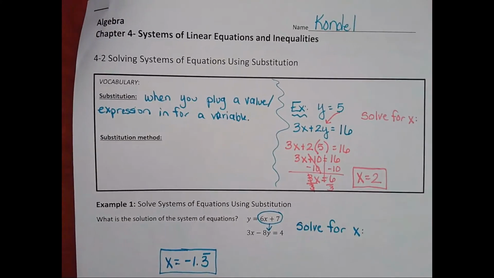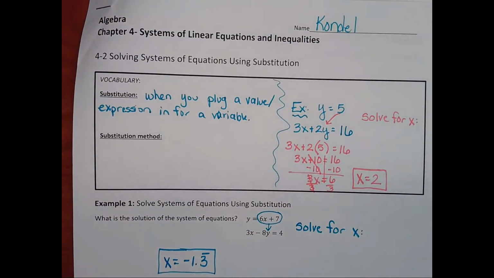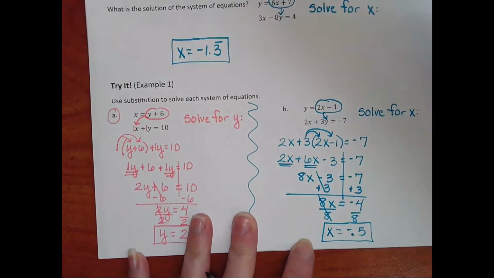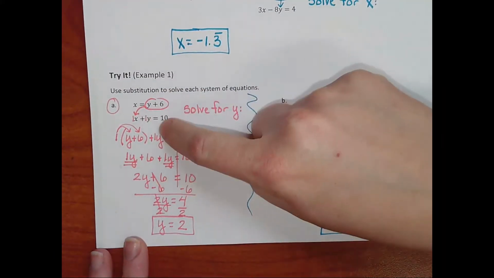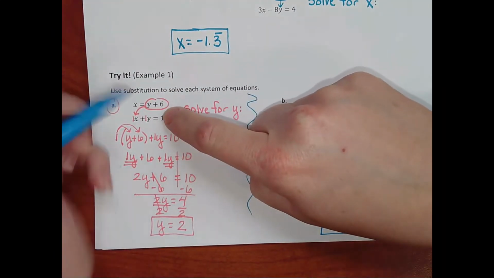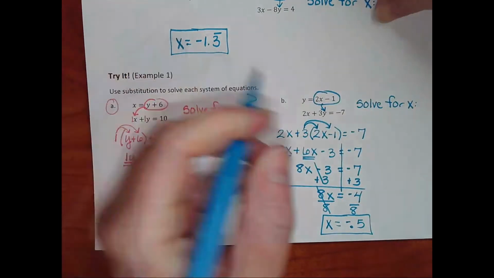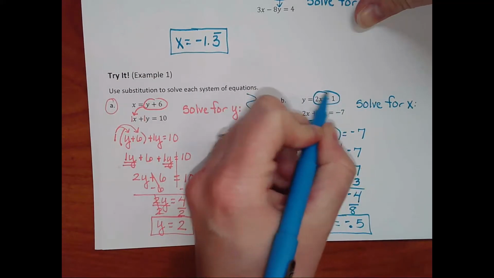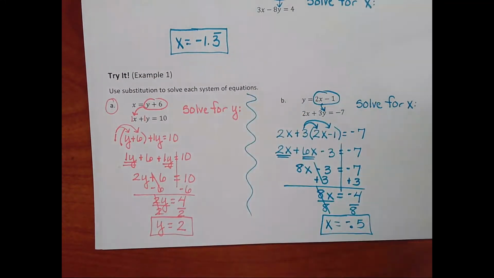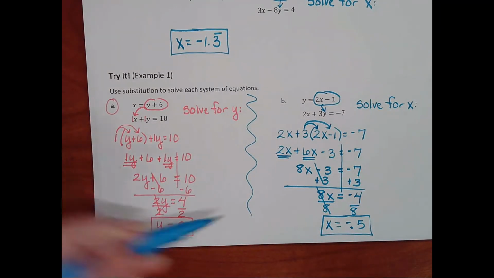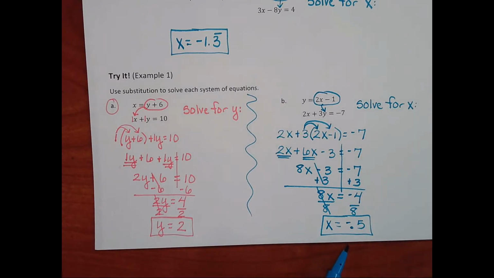All right, so we're going to add to what we did yesterday. Yesterday, what you did is you took one of the equations and plugged it into the other equation. Like in this case, it says x equals, so you took the y plus 6 and plugged it in for x. This says y equals, so you took the 2x minus 1 and plugged it in for y. And all you did was solve, and you got, in this case, y to equal 2. In this one, you got x to equal negative 0.5.